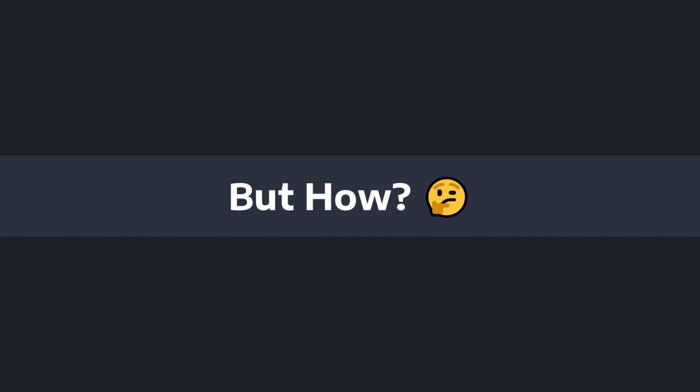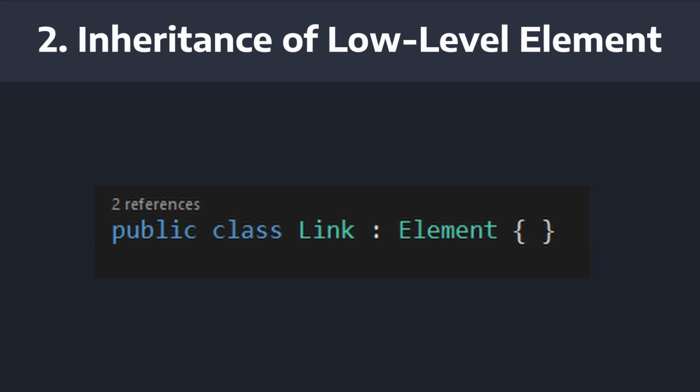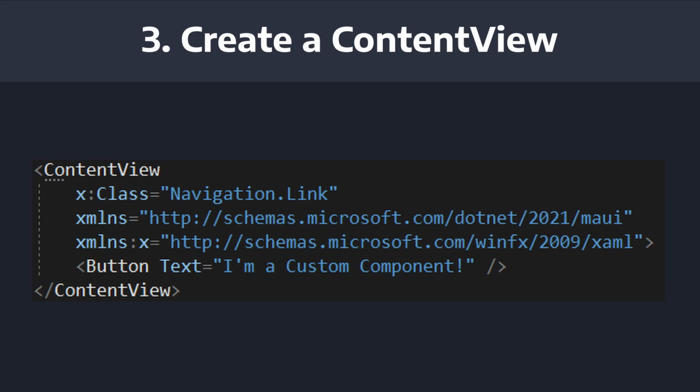So in .NET MAUI, and really WPF as well, there's really three main choices for creating custom components. We could use inheritance of a high-level element, such as a button. We could have inheritance of a low-level element, such as the literal element class. That's the base of almost every UI element of MAUI. Or we could create a reusable content view that comes along with predefined XAML.